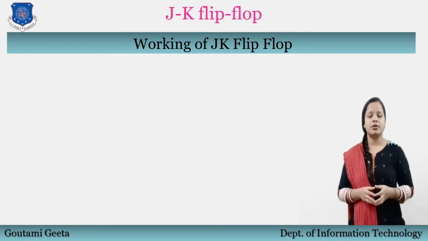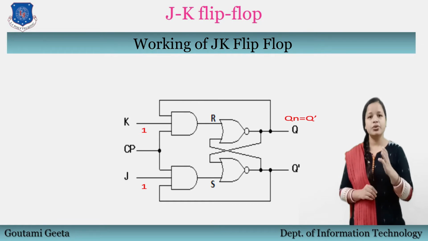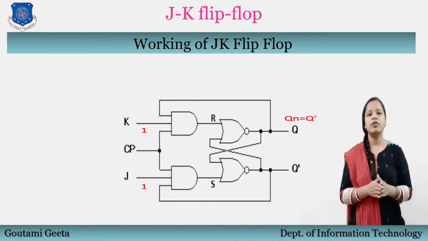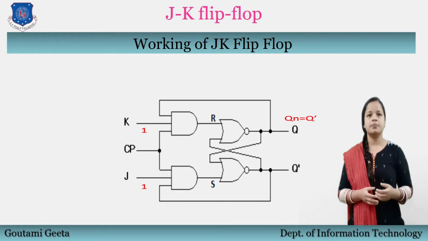When J is equal to K is equal to 1, the AND gate corresponding to J will be 1, that is S is equal to 1, when Q is equal to 0 and Q bar is equal to 1. So whenever we have S is equal to 1, the output Qn will be 1. And when Q is equal to 1, the AND gate corresponding to K, that is R, will be 1. So the flip-flop's output Qn will be 0. Thus, for Q is equal to 0 we get Qn as 1, and for Q is equal to 1 we get Qn as 0. This situation is known as the toggle state.